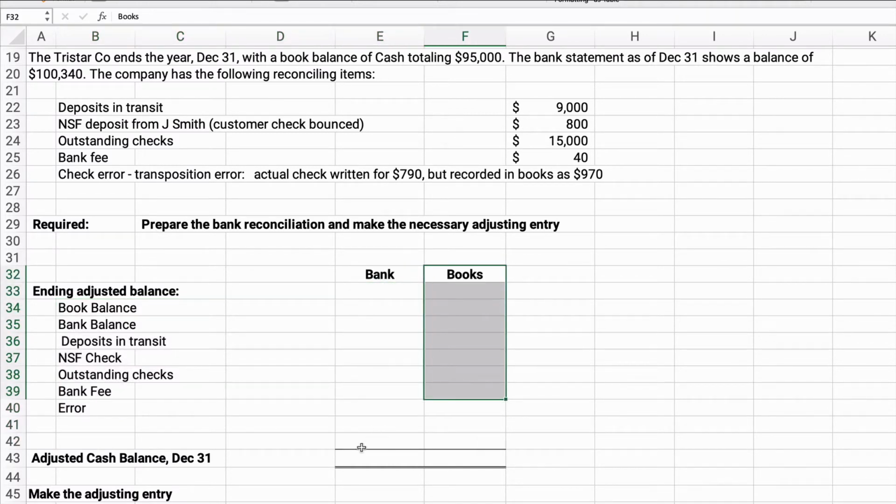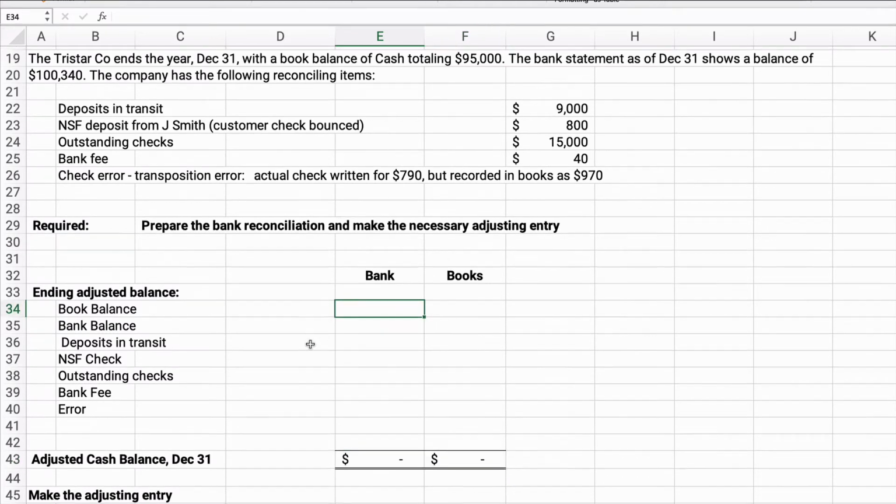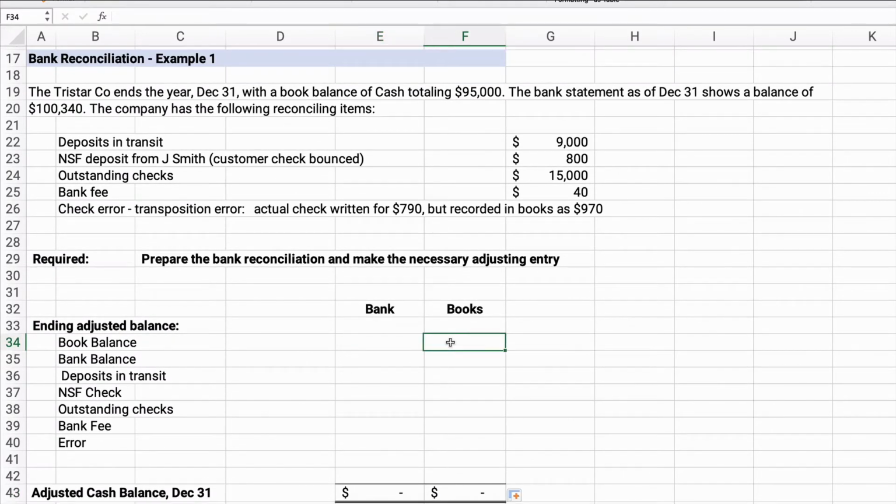So here's what I want to do for the bank column. I'm going to go ahead and do a sum of all the numbers, so it's going to be easy to tell, are we in balance? Have we adjusted our cash balance? So here's the challenge. The company on their books, the book balance is $95,000. So how much do we have? Do we have $95,000? We'll see.